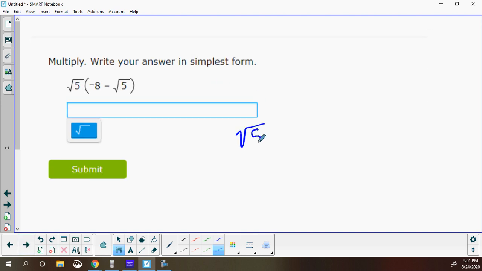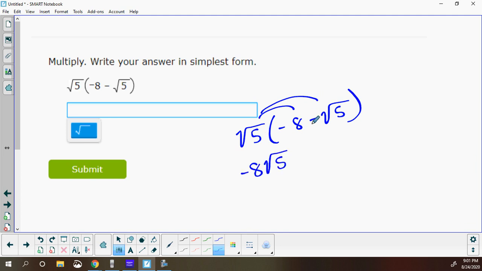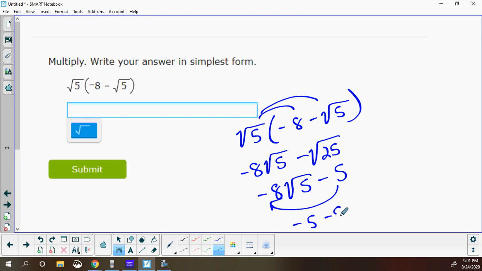So root 5, negative 8, negative root 5. Distribute, so that's easy. Negative 8 root 5. Negative, we got the negative there. Root 5 times root 5 is root 25. Square root 25 is 5. So negative 8 root 5 minus 5. Fun fact, generally these whole numbers get written up front. So negative 5 minus 8 root 5. Skadoosh.